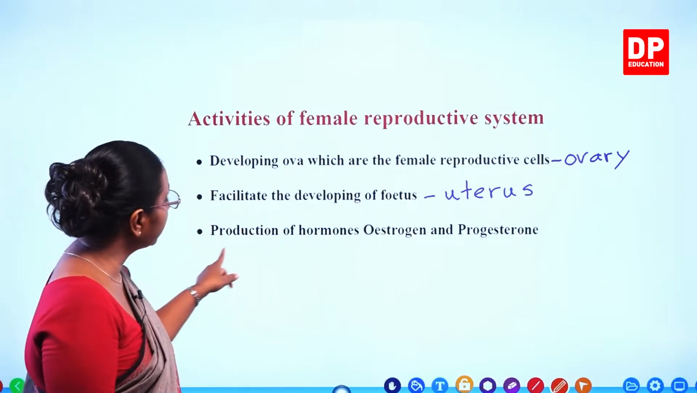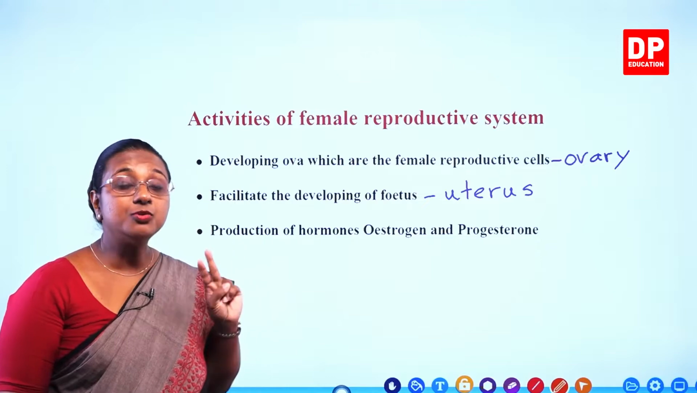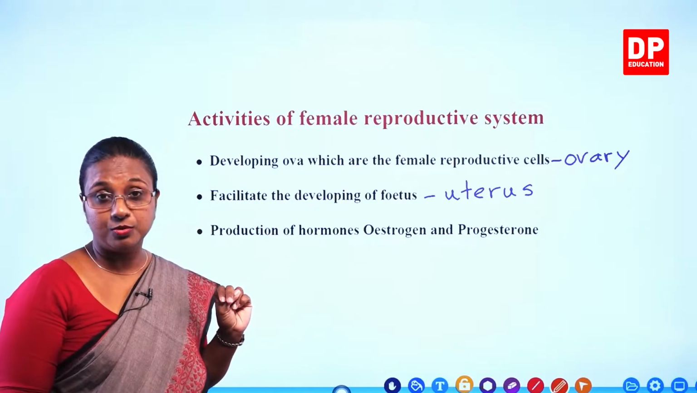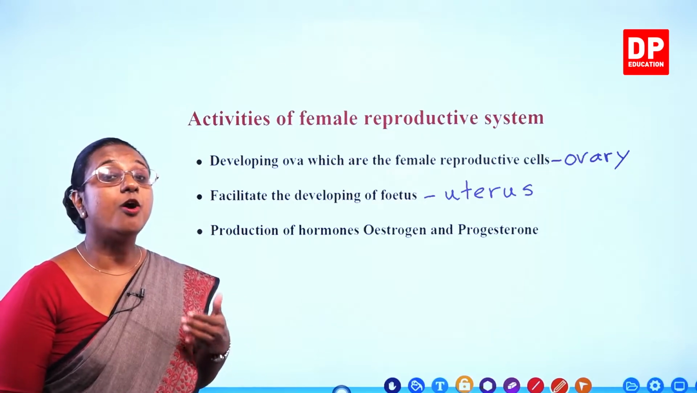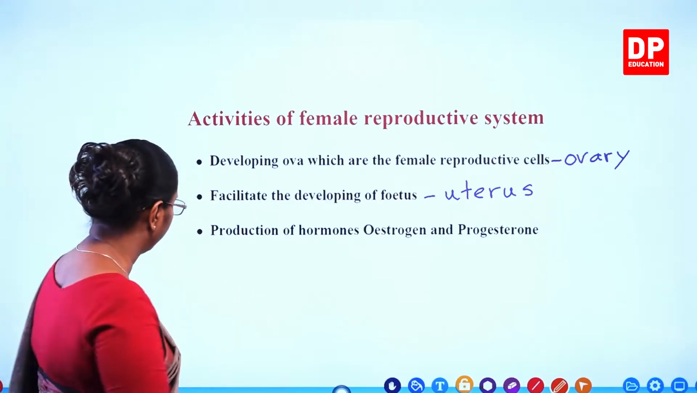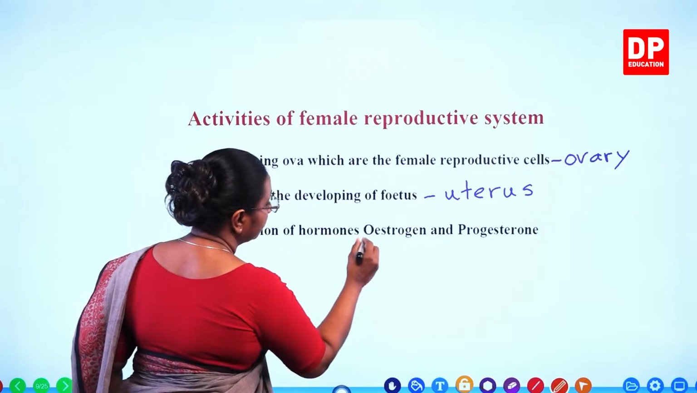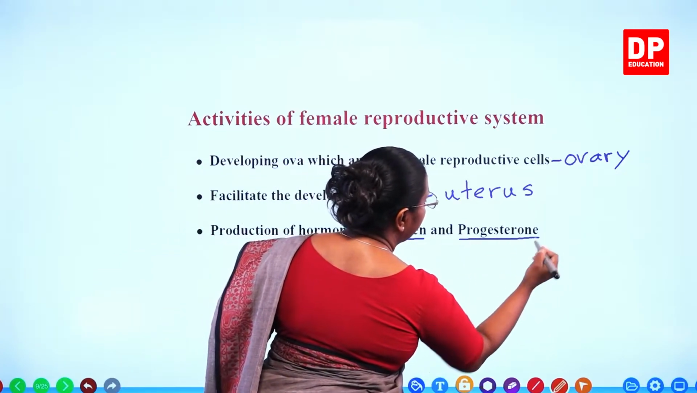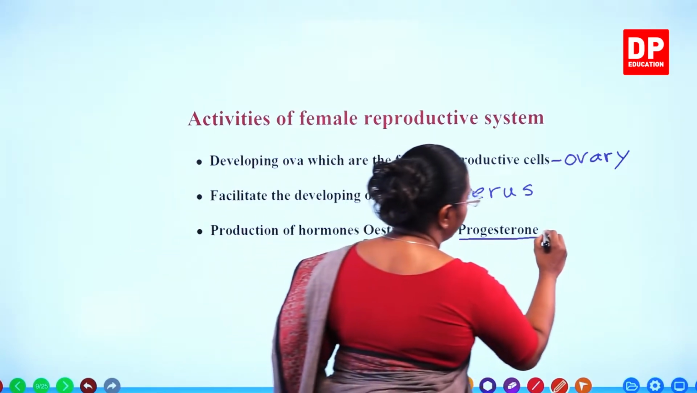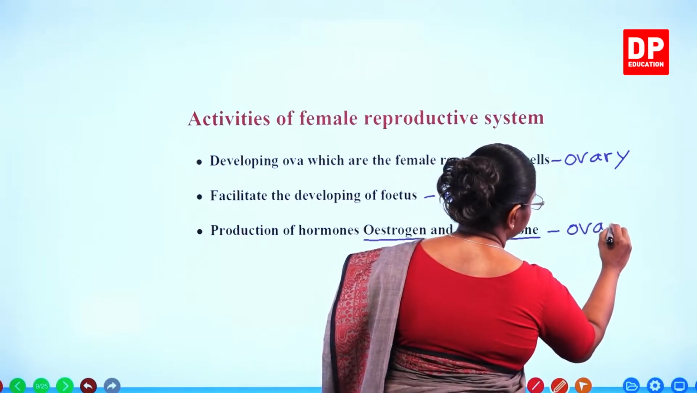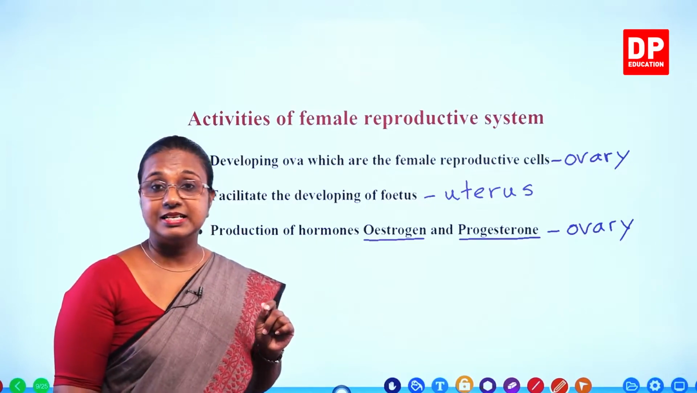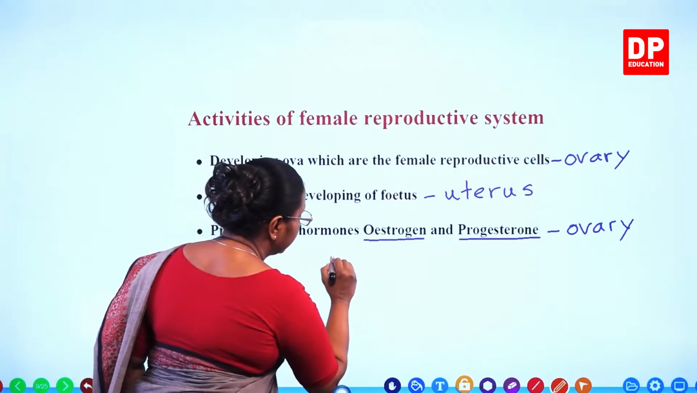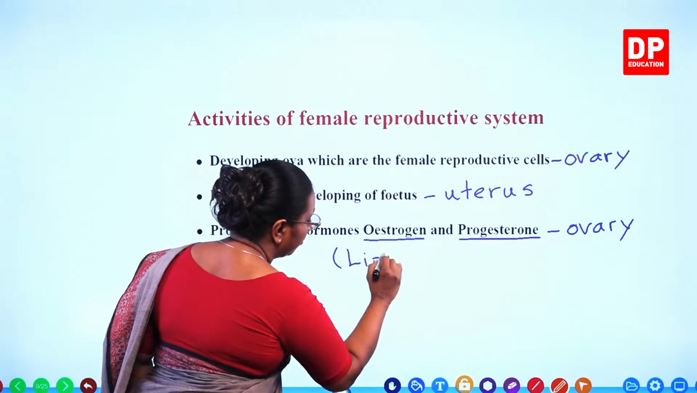And also production of hormones. There are two hormones. Again, they are lipid hormones, estrogen and progesterone. Lipid, or what we call steroid hormones. So, production of hormones, estrogen and progesterone, that is also by the ovaries. Ovary secretes the hormones, estrogen and progesterone, and both these are lipid hormones.